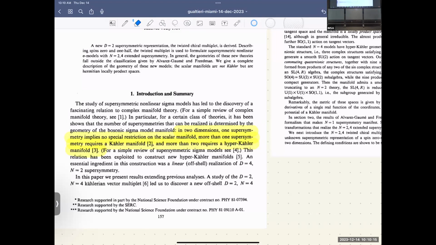So it's not necessary that you have a Kahler manifold in order to have this type of supersymmetry. It's not necessary to have hypercahler. It's just one particular construction. If you have a Kahler manifold, then Zumino tells you how to make the model supersymmetric.